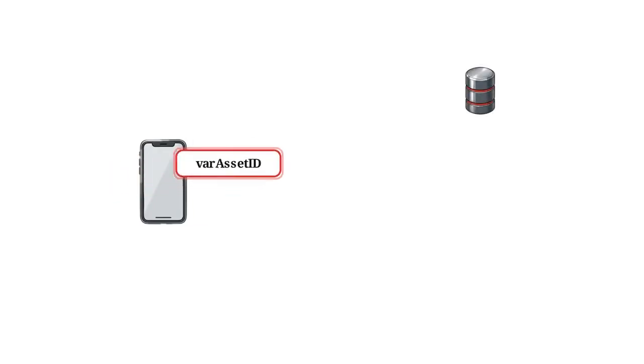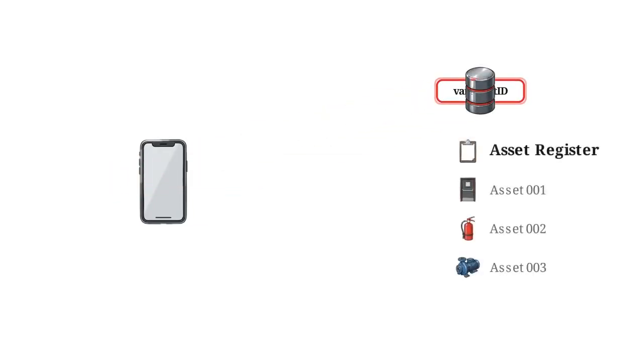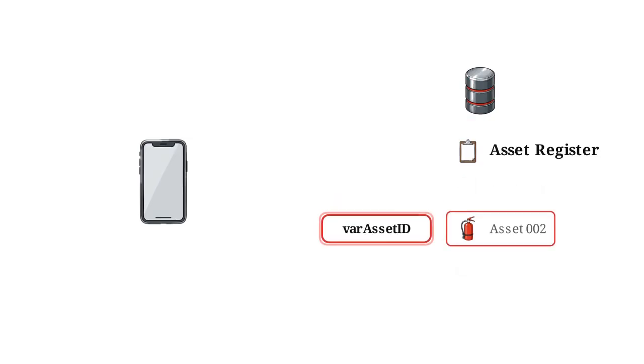This wireframe demonstrates the lookup logic. When the scanner reads a barcode, we configure the app to capture that value and store it as a variable named var asset ID. We then use var asset ID to filter the asset register. The app instantly searches the database and isolates the exact piece of equipment the inspector is standing in front of.